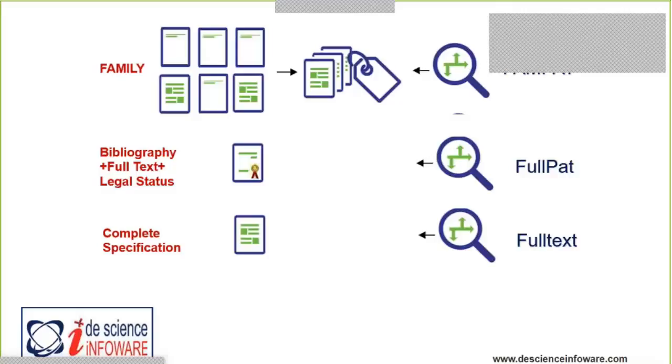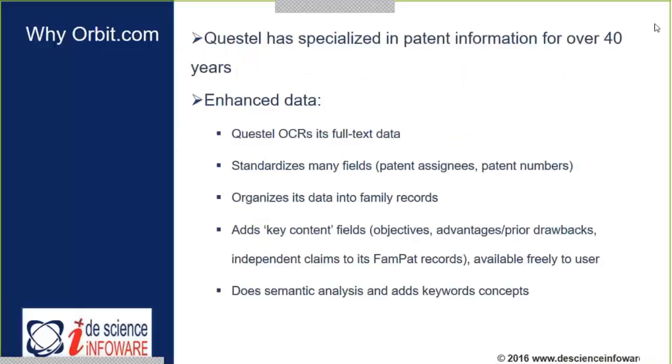The last database we have is called the full text database. In the full text database, you have specific jurisdictions, up to 23, so you can select only applications or only grants, and you can search with that itself.